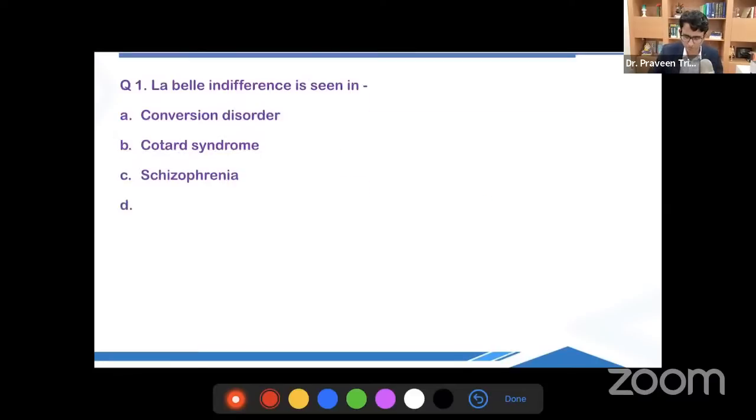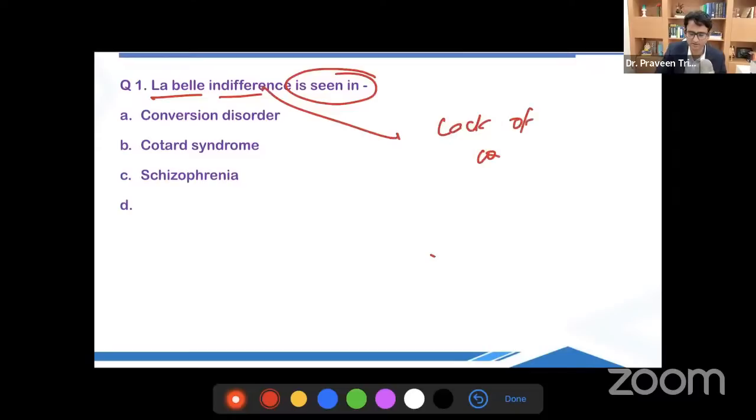The first question was a classical question. It has been asked multiple times in the past too. Very simple question. La belle indifference is seen in which condition? We know that it is the lack of concern for the symptoms, and it is a feature of which disorder? Conversion disorder.